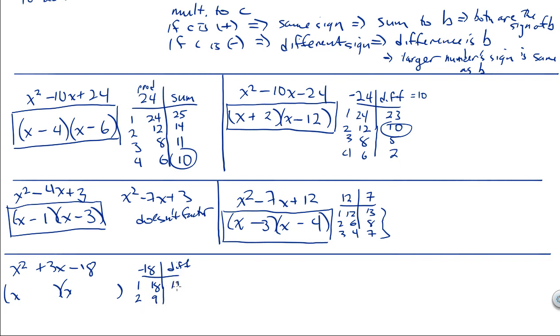1 and 18 has a difference of 17. 2 and 9 has a difference of 7. And here it is, 3 and 6. That'll have a difference of 3. We got it. So we just have a 3 and a 6 here. And this number here tells us which sign the bigger number is. The 6 is bigger, so it gets the plus. And it's not a bad idea to re-multiply these out to check. x squared, negative 3x plus 6x, that's going to be 3x. Yes, positive 3x. And then negative 3 times 6 is negative 18. So we're good to go. Not a bad idea to check those.